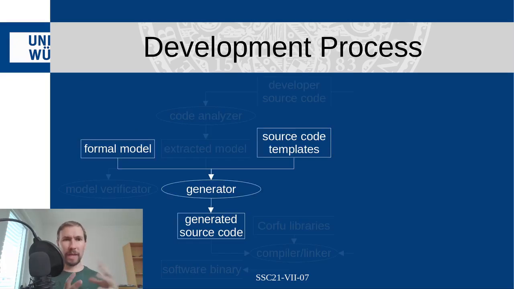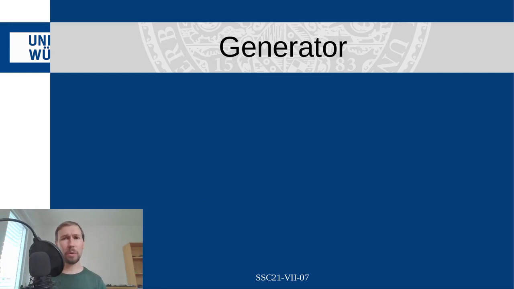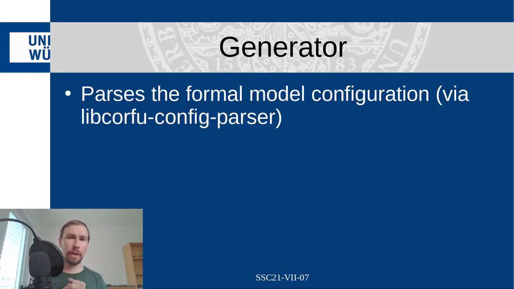Good. The next part of the development process is the generation of code. That means we take the formal model and source code templates and generate source code depending on those information. So our generator parses the full model configuration.